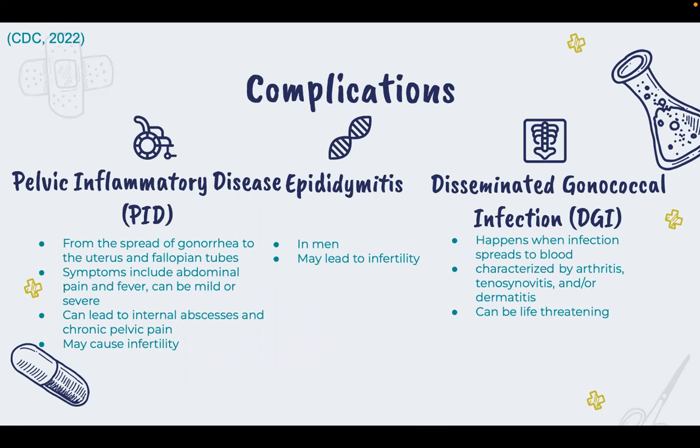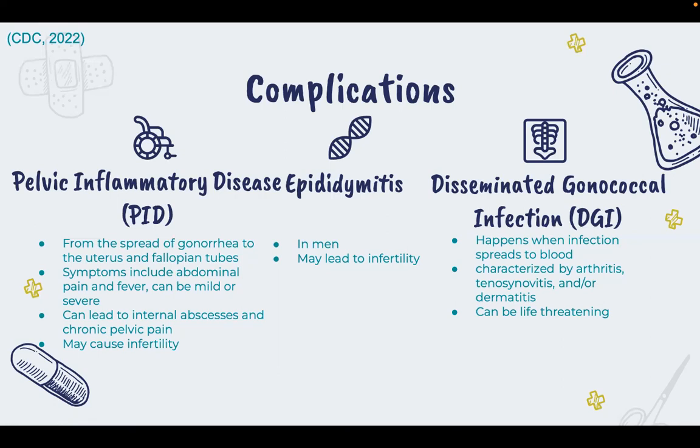Complications from gonorrhea occur when the disease is not treated. Pelvic inflammatory disease happens when the disease spreads to the uterus and the fallopian tubes. This can cause a woman to become infertile or have an ectopic pregnancy if it is severe enough. Symptoms are abdominal pain and fevers. It can also lead to internal abscesses and chronic pelvic pain. Men have the chance of developing epididymitis, which may also lead to infertility.